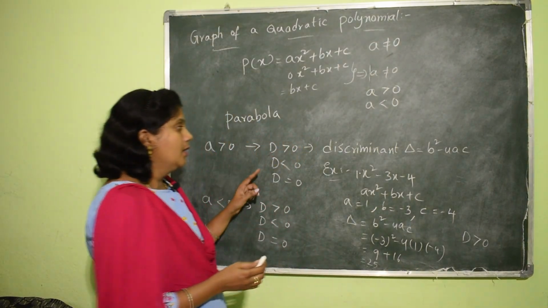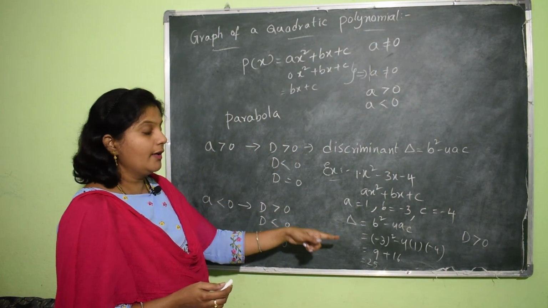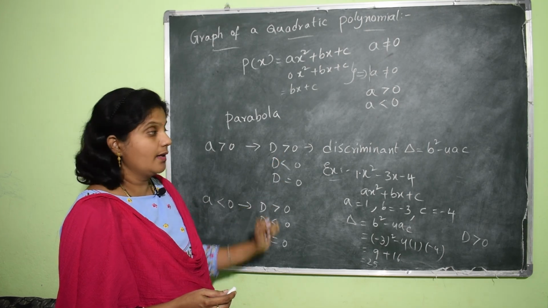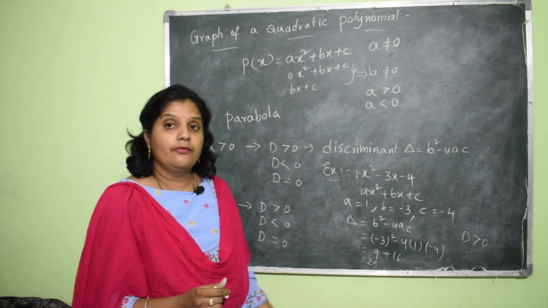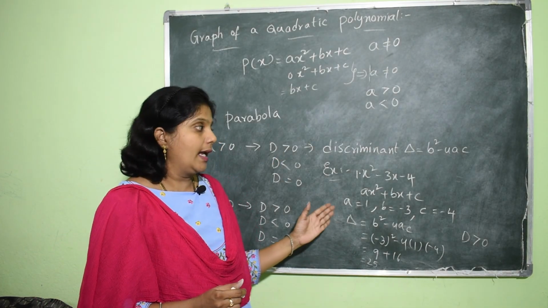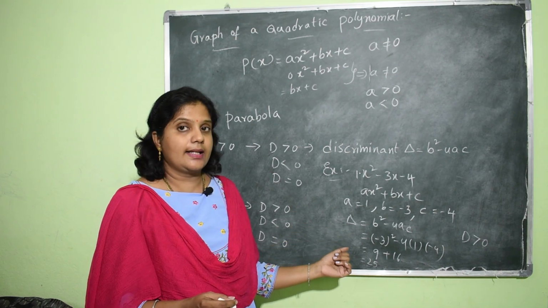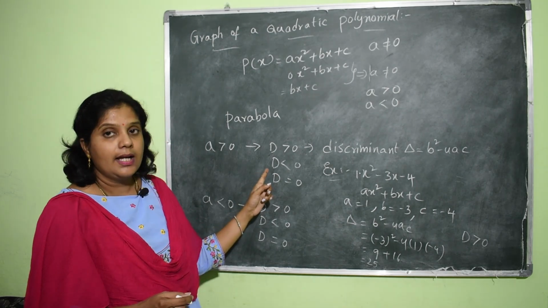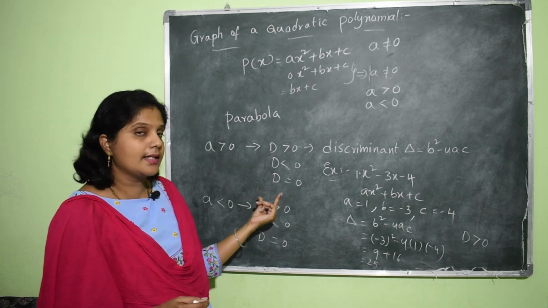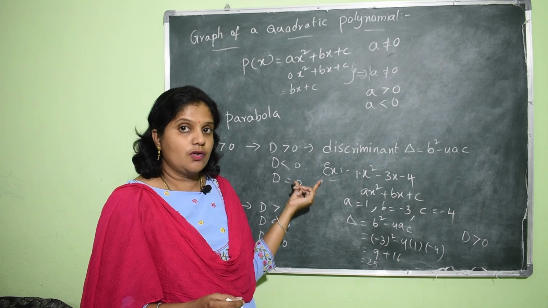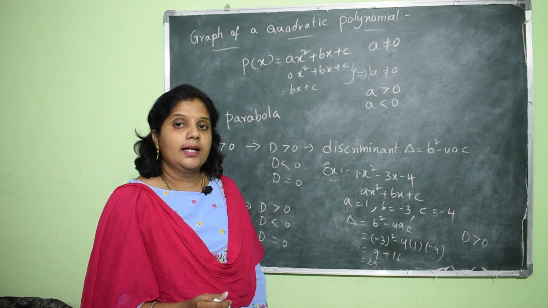We got d greater than 0. For d greater than 0, we need to draw the graph. Like that, if you take examples, in some cases we will get d greater than 0, in some cases d less than 0 and in some cases d equal to 0. So based on these values, we are going to draw the graphs.